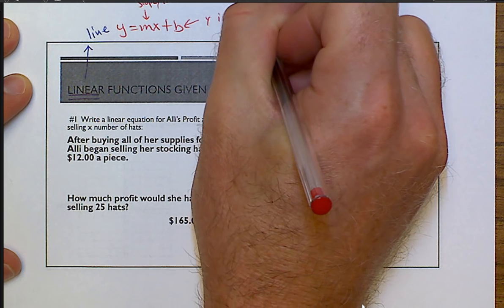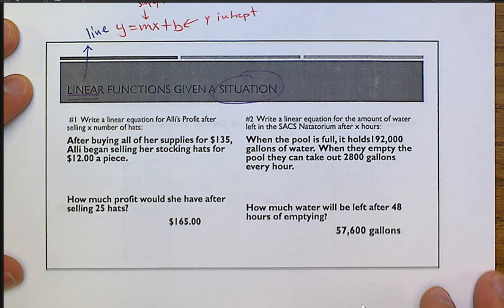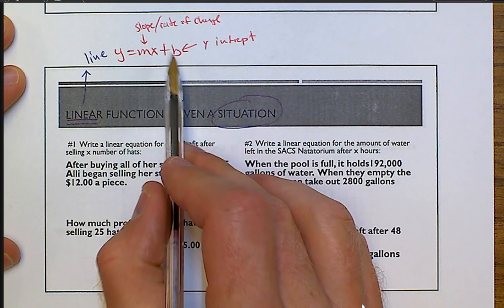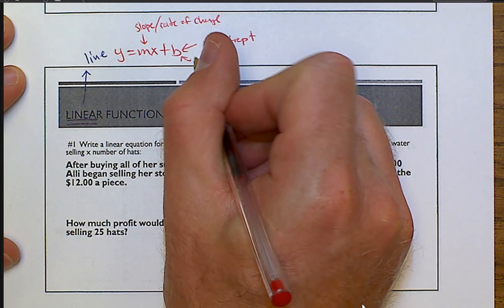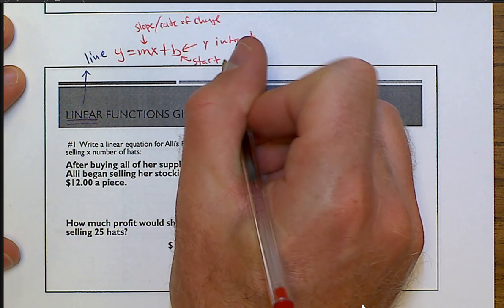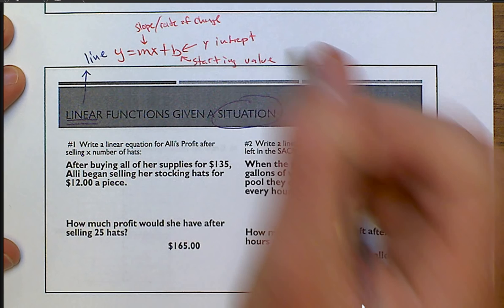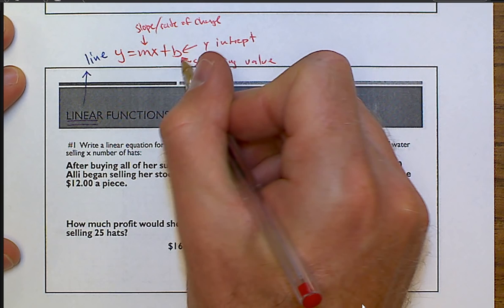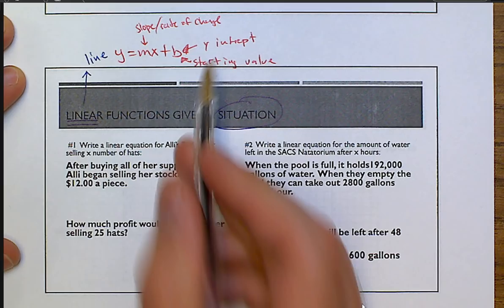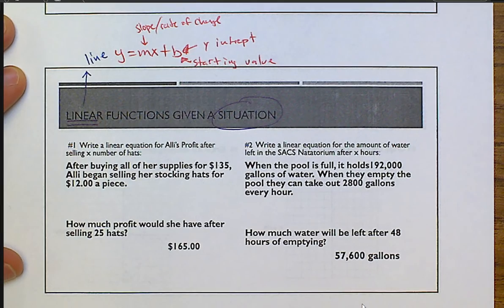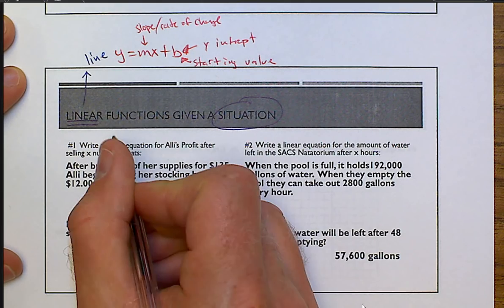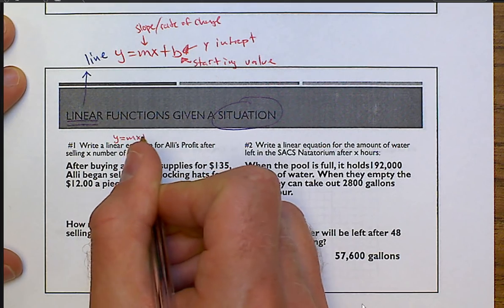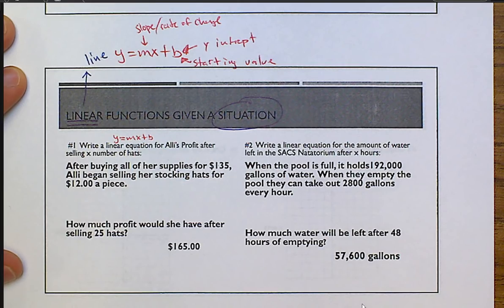And when we're talking about situations, your b is really your starting value. Okay, and you'll see that come into play, and I'll make note of that as we get going here. So y equals mx plus b, you should remember that from your Algebra 1 days. Let's apply it to some of these questions. Number 1, write a linear equation. So anytime it asks you to write a linear equation, I'm asking for y equals mx plus b. That's what I'm asking for, for Allie's profit after selling x number of hats.